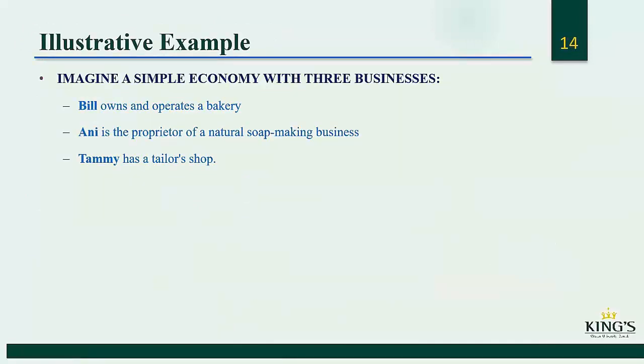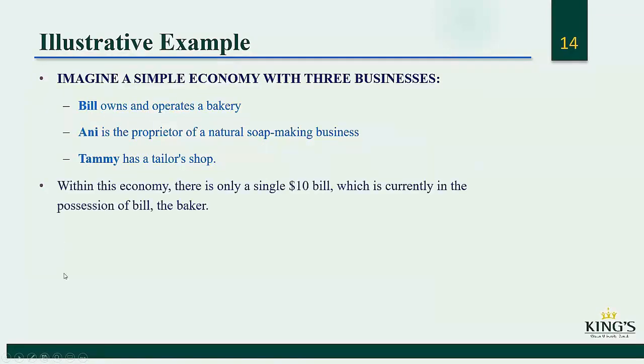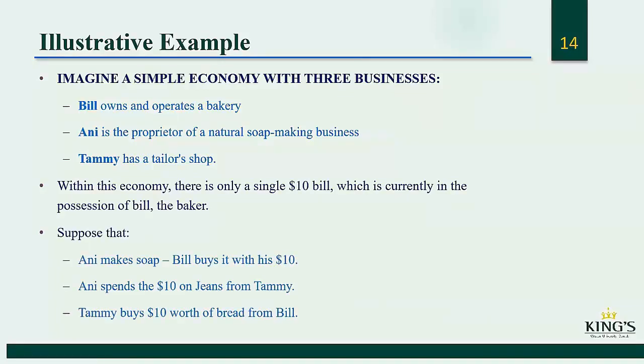Let's look at just another quick illustrative example to drive the point home. Suppose that we have a very simple economy. There's 3 businesses and there's actually just 3 households. So we have Bill, who owns a bakery. Annie owns a natural soap making business, and Tammy has a tailor shop. So within this economy, there's only a single $10 bill, which is currently in the possession of Bill the baker.